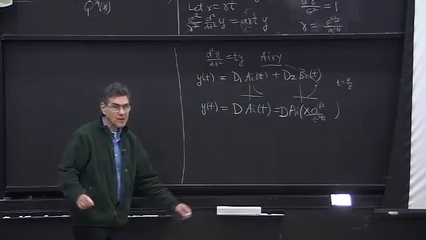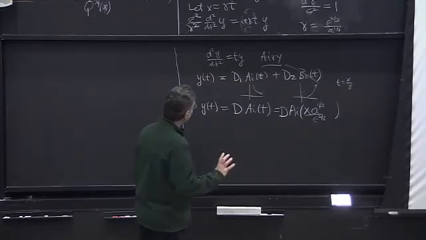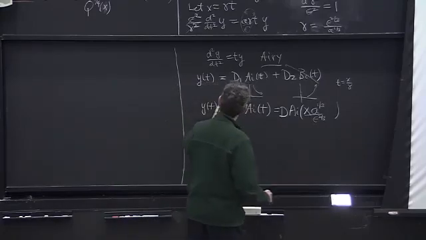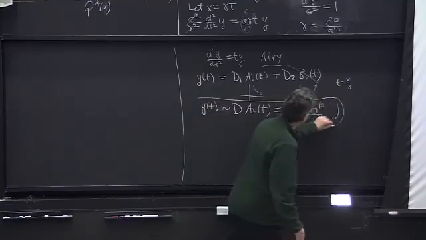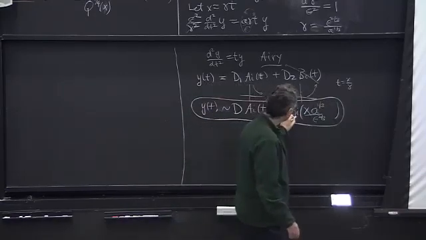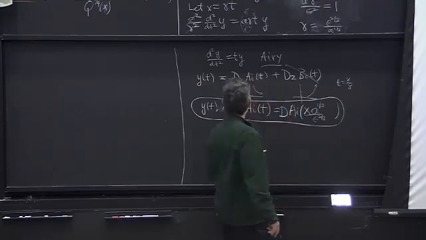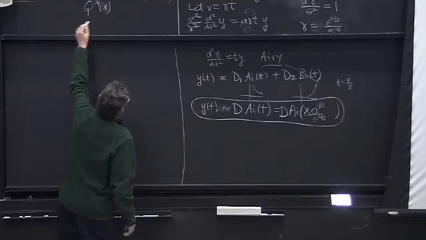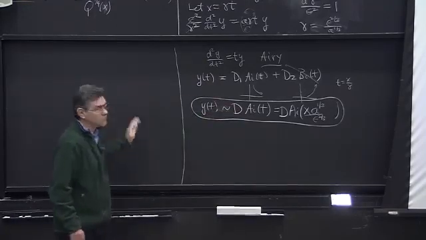Okay, but let's summarize what we've done. We have said, to be precise, that y of t is asymptotic to this function in region 2, and y of t is asymptotic to this function in region 1. Here's region 2, here's region 1.